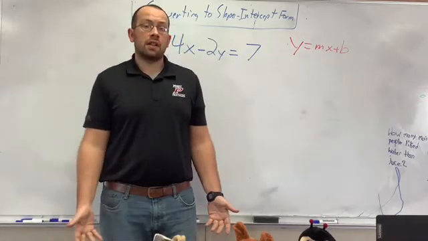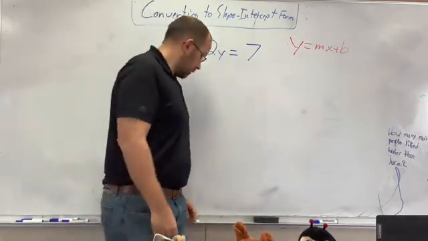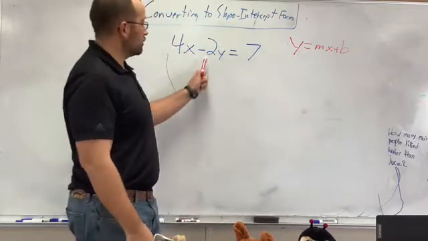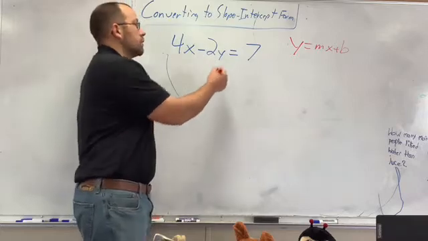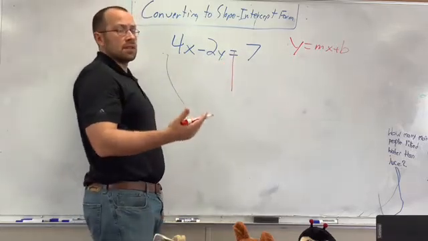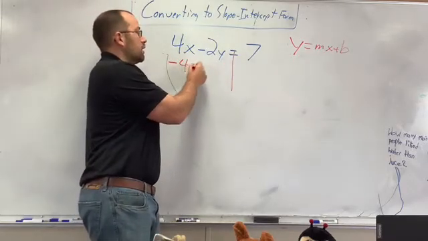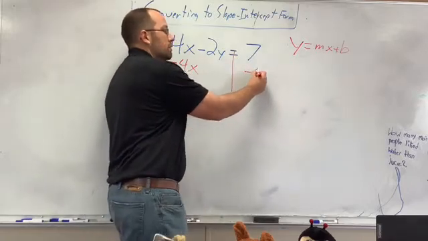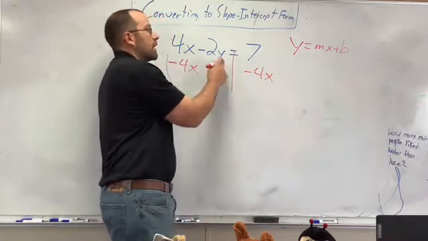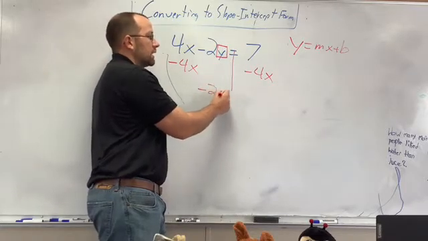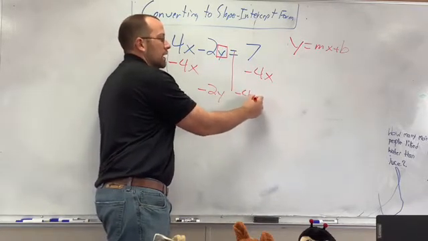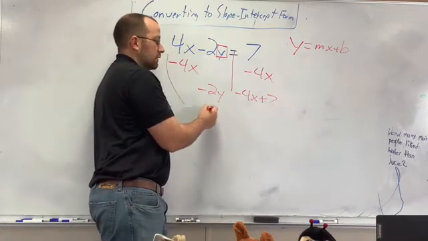Alright, here is another one. The only difference in this one is now we have a coefficient in front of the y, a coefficient that's not 1. So we do the same thing. You always do the same thing. All this is a one-step or a two-step equation. So I subtract the 4x because I'm solving for y. I bring down the negative 2y, and I get negative 4x plus 7.